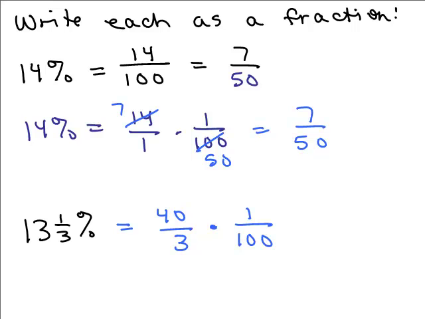Okay, now let's reduce. So I have 40 and I've got 100. What goes into both those numbers? The biggest one is 20. You might not pick the biggest one, but just keep reducing as much as you can. So 40 divided by 20 is 2, and 100 divided by 20 is 5. So what does that give me in the numerator? 2/15.